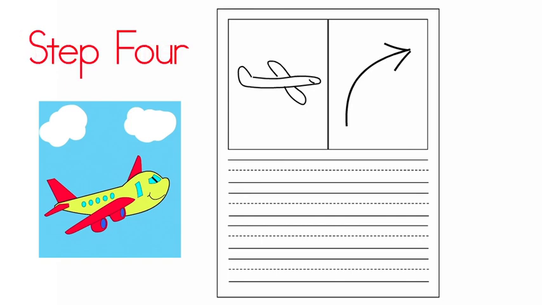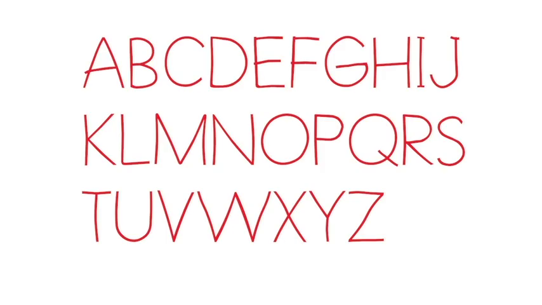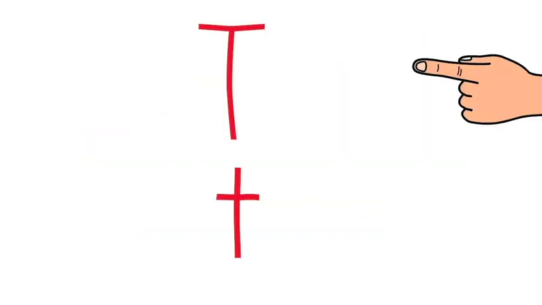Step 4. Time to plan for the capital and stop. Remember our rule. Every sentence starts with a capital and every sentence ends with a stop. Capitals are the uppercase or big letters in the alphabet.